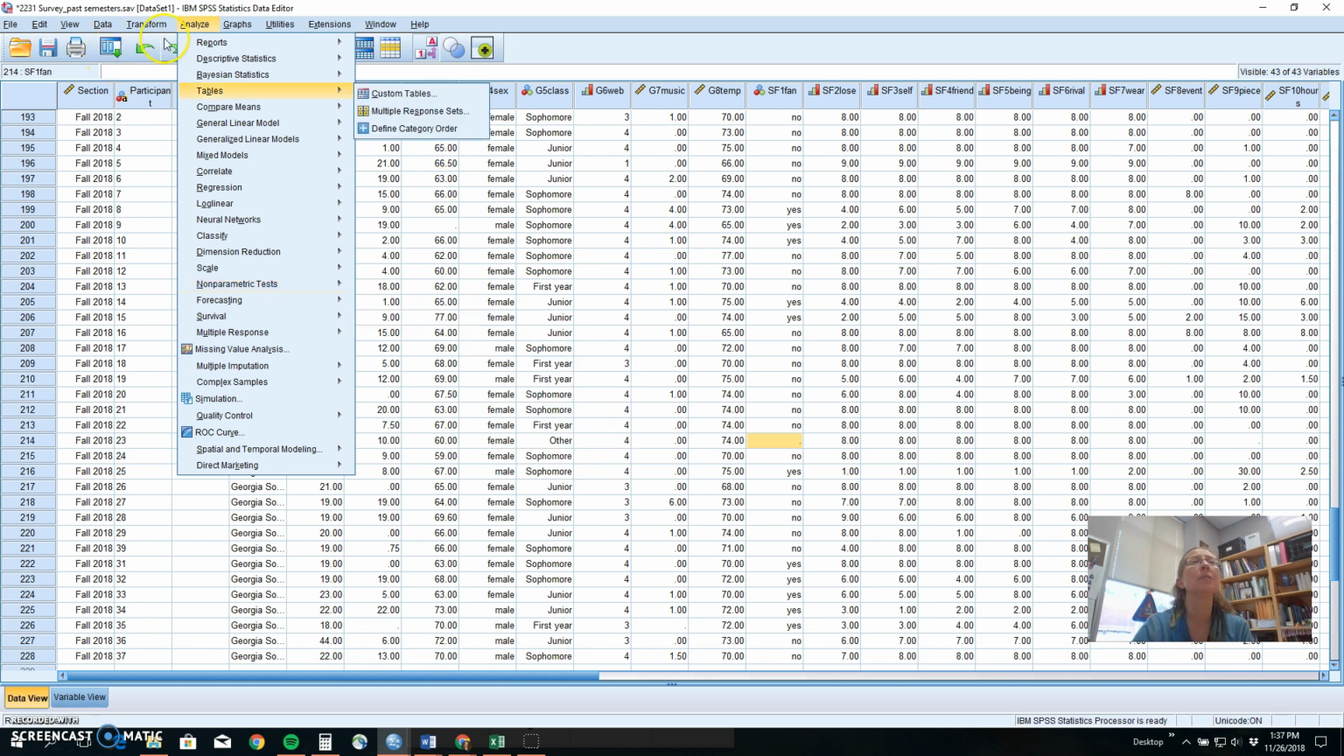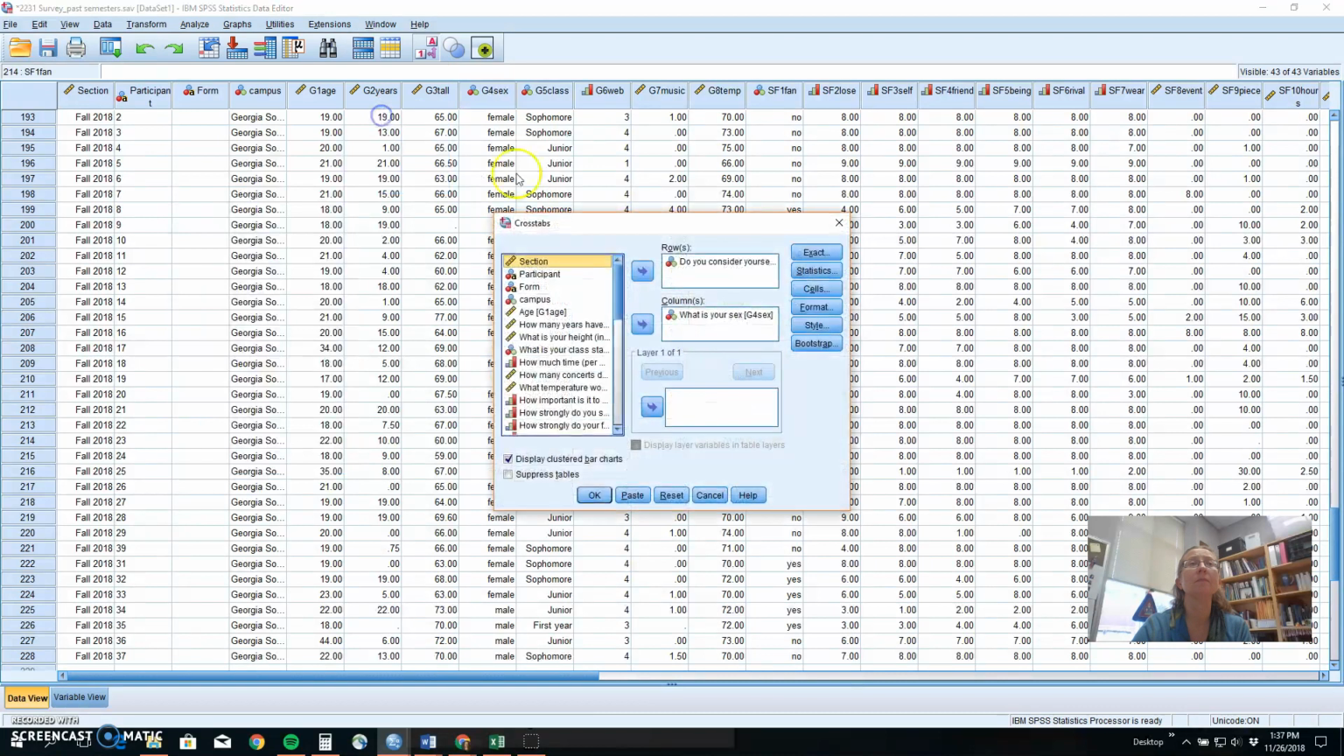But if we want to look at the potential relationship or independence of two nominal factors, we have to come up to descriptives and then this button called crosstabs. Crosstabs can do other things, but we're going to learn how to use it for a chi-square test of independence. When you go to crosstabs, we want to put one of the nominal factors in for rows and the other one for columns. It really doesn't matter which one you put where. It's just important that you've stuck one in each of these boxes.